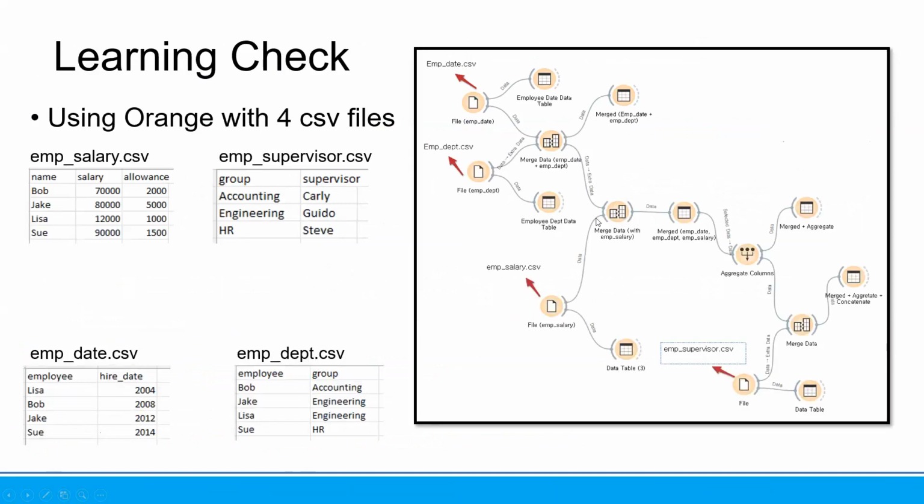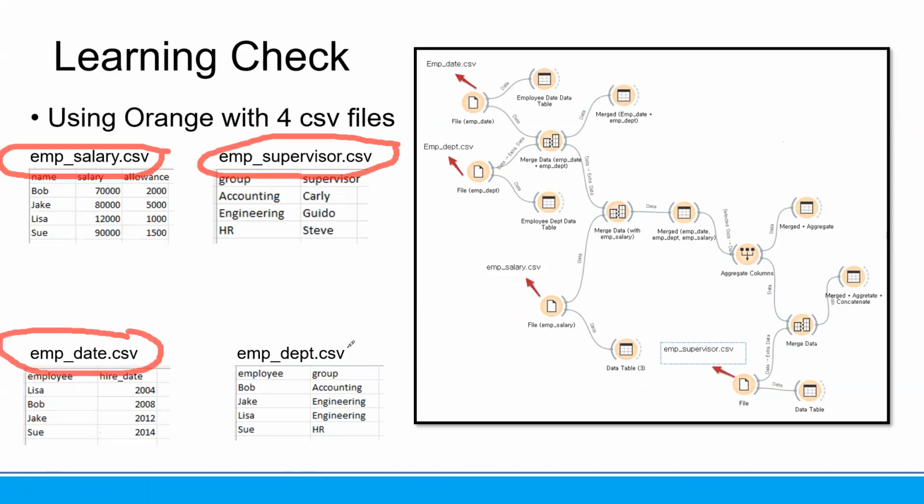Okay, now I would like to give you one example in Orange. In Orange, I would like to make this a more complicated process. We are going to merge 4 files. The files I already gave you in the E-class, they have 4 files: employee salary, employee supervisor, employee date, and employee department.